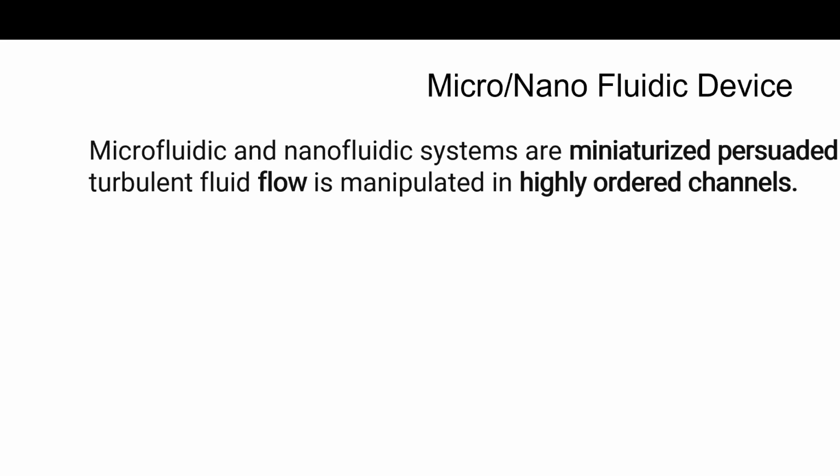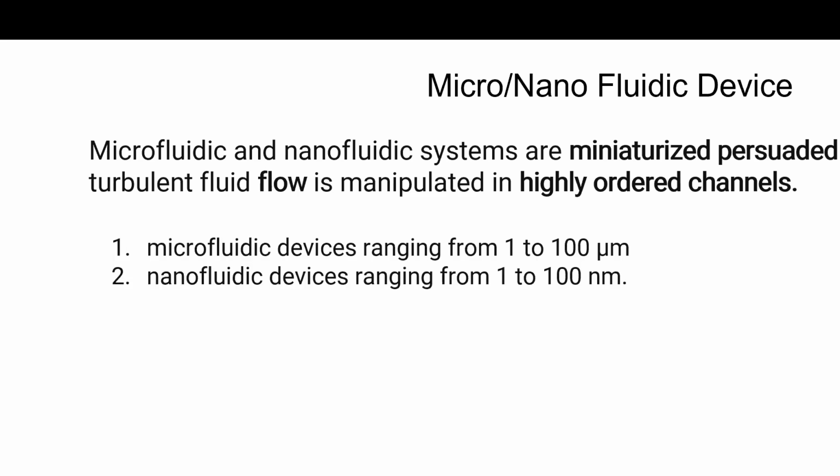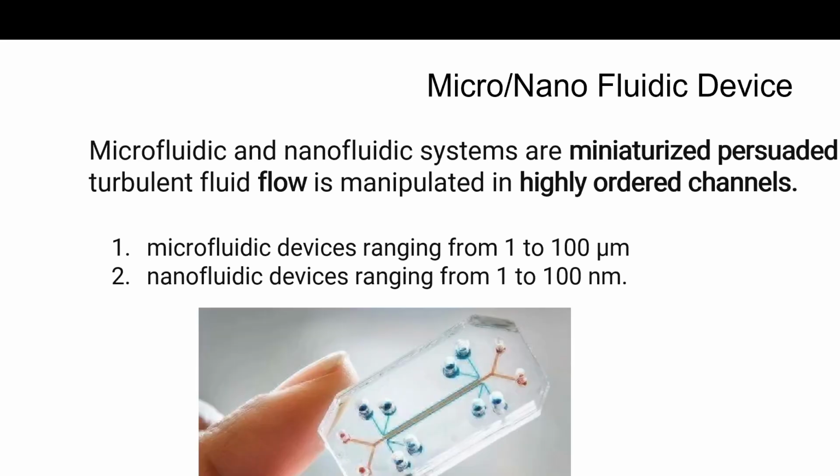But first, an introduction to micro and nano fluidic devices. Microsystems are miniaturized components and devices where flow is manipulated in highly ordered channels. These microfluidic devices range between 1 micron to 100 microns in diameter, and nanofluidic devices have a diameter of around 100 nanometers.